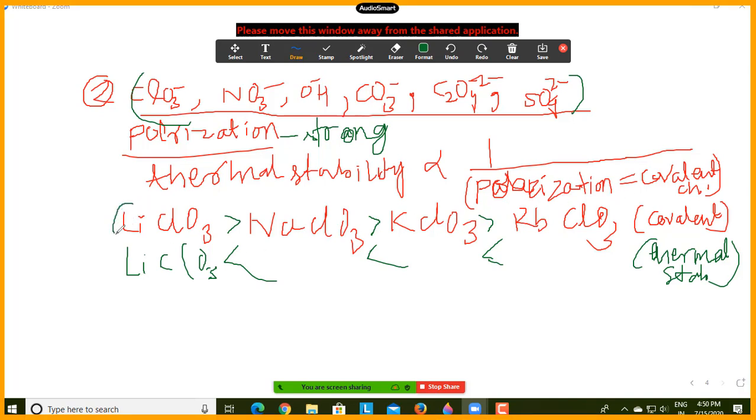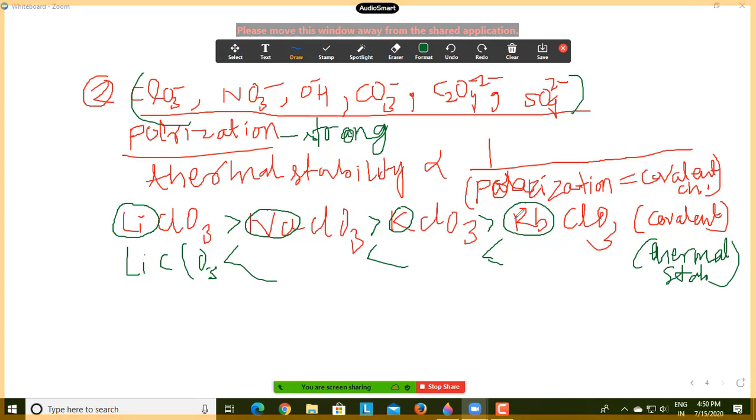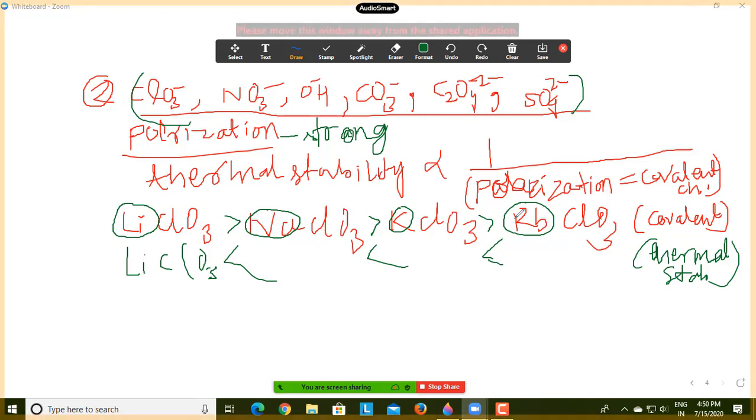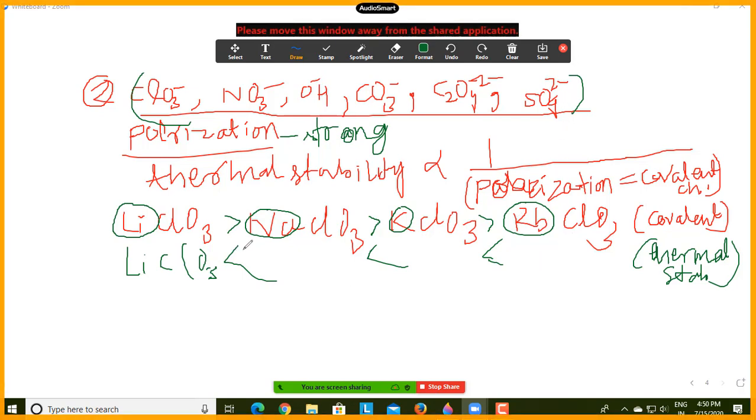See, smaller size of cation, greater covalent character. Bigger size of cation, lesser covalent character. Still bigger, covalent character decreases. We have studied: smaller the size of cation, more covalent character. Bigger the size of anion, more covalent character. Higher charge on cation and anion, more covalent character. Pseudo inert gas configuration, more covalent character. Non inert gas configuration, high covalent character. We have studied already. Yes or no?